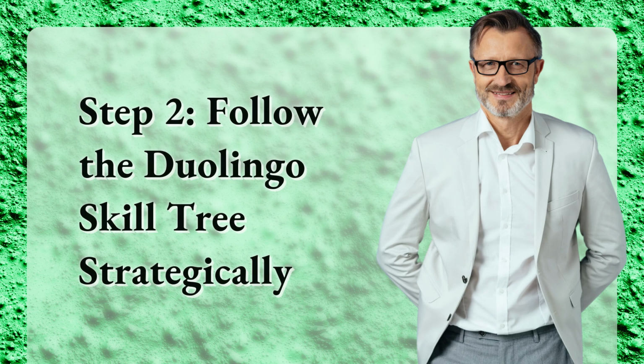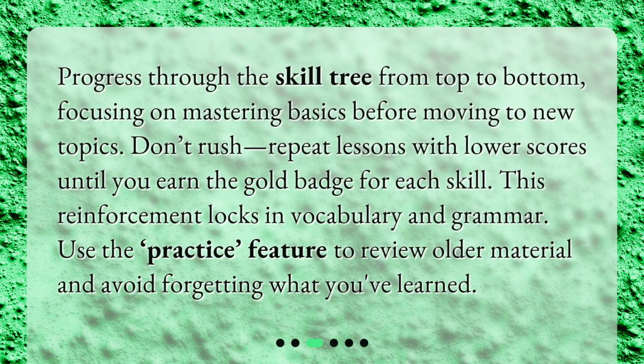Step 2. Follow the Duolingo skill tree strategically. Progress through the skill tree from top to bottom, focusing on mastering basics before moving to new topics. Don't rush. Repeat lessons with lower scores until you earn the gold badge for each skill. This reinforcement locks in vocabulary and grammar. Use the practice feature to review older material and avoid forgetting what you've learned.